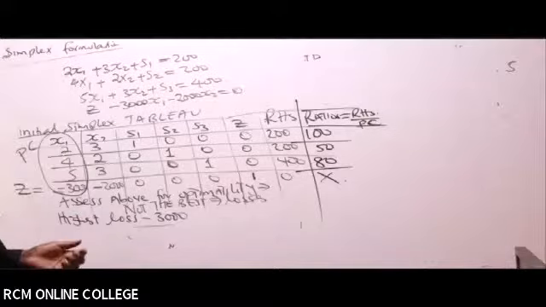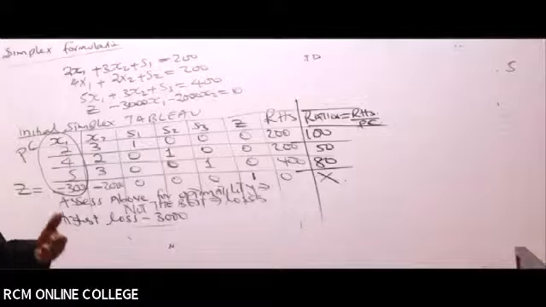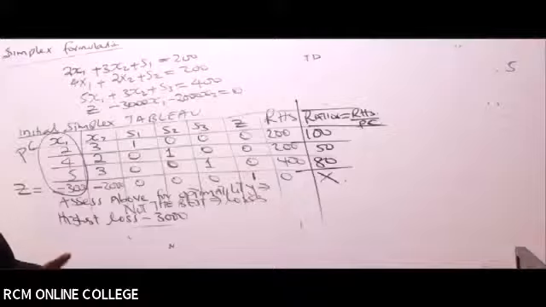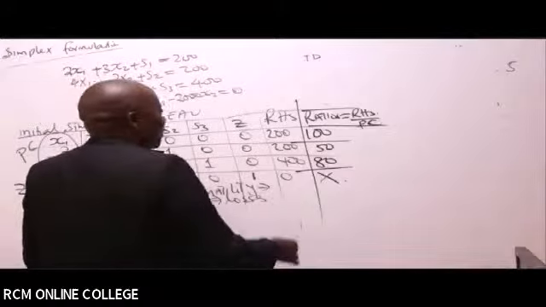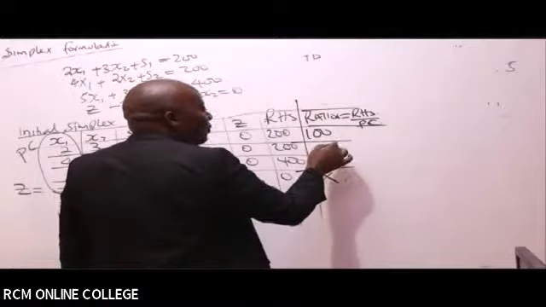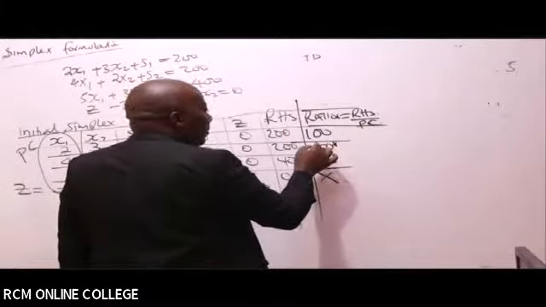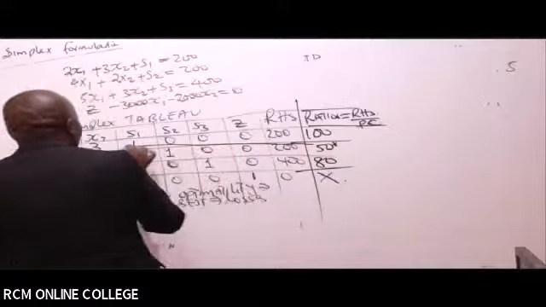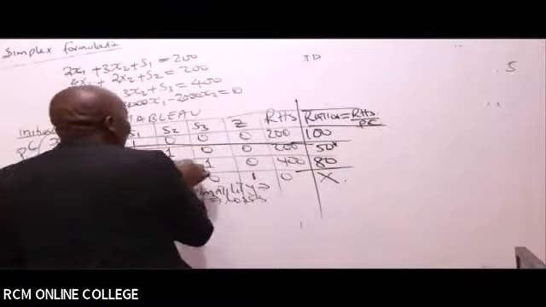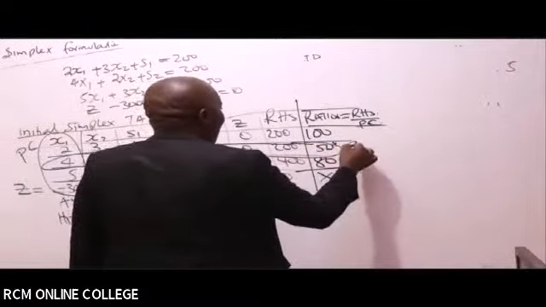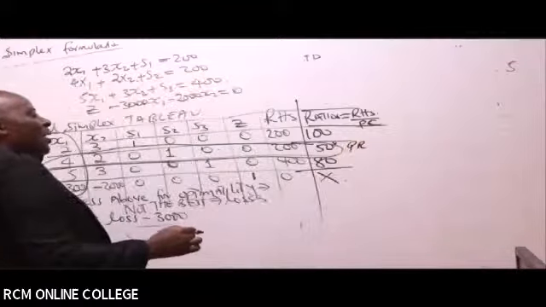Circle the pivot row, the row with the minimum ratio. Pick the minimum to get the PR. In this case, the minimum is this 50. So circle everything of this row, and I call it the PR.